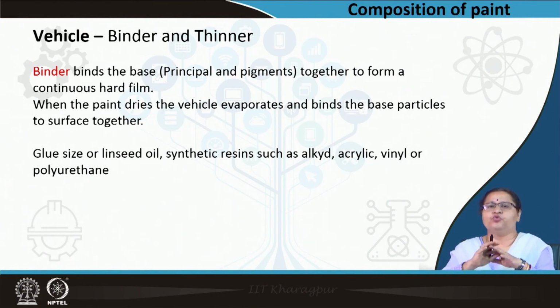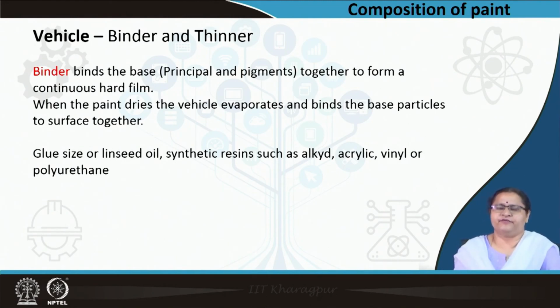What is it? Glue, linseed oil, synthetic resins, alkyds, acrylic, vinyl, polyurethanes, these all can form the binder. We say glue size. Linseed oil is the most commonly used binder. So, binder or the vehicle is the carrier, but apart from the binder, if we keep on adding more of binder, the cost goes high.